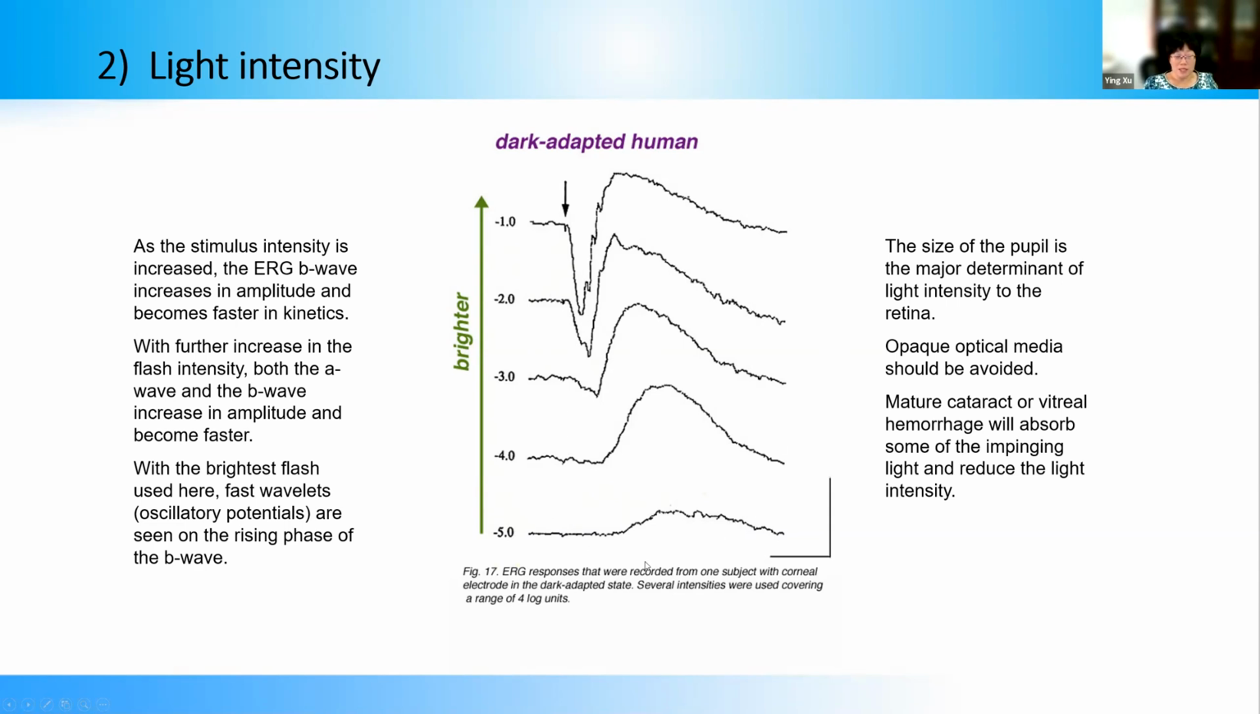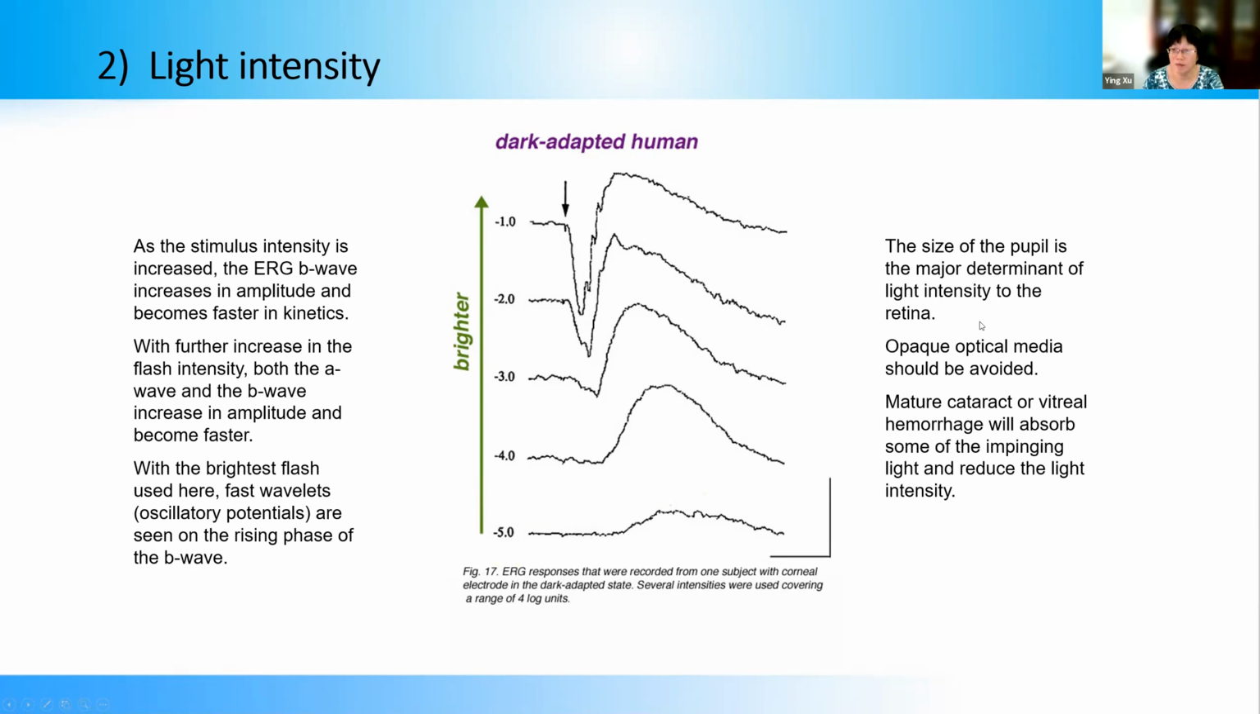Flash intensity can usually be controlled by the computer. So when we set up a program, you want to make sure that you use the same intensity for all the animals. And besides the computer program, there are also some operation practices that we have to pay attention to.